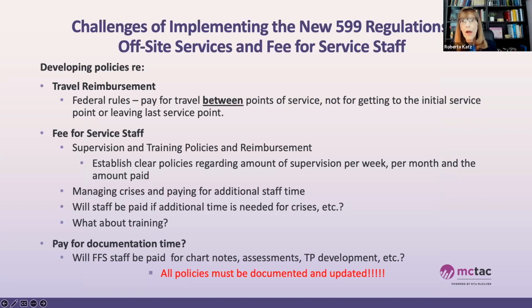There are new Part 599 regulations from the Office of Mental Health for off-site services and fee-for-service staff. And now I'll just ask Fern if she can give us some more insight into developing policies regarding these regulations.